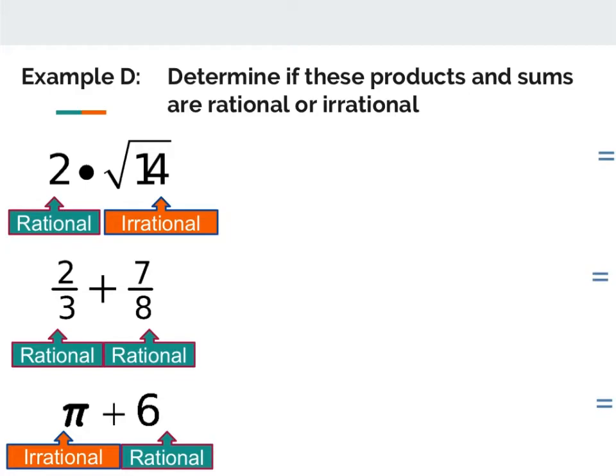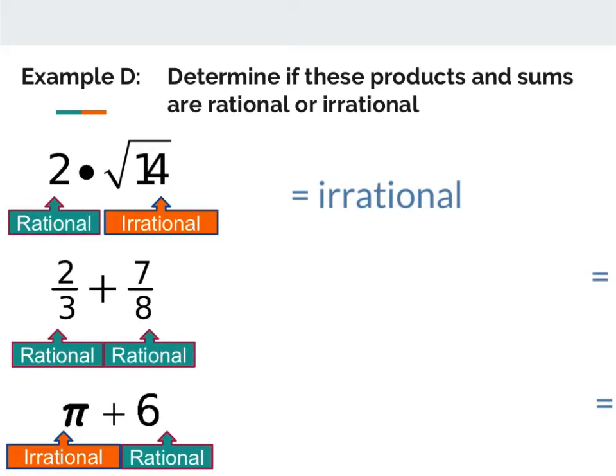So my answer would be irrational. And this is the key. Anytime that an irrational number is involved, your answer is going to be irrational. So I've got a rational number in number 1 and an irrational number in number 2, the second number there, so they are both going to give me an irrational answer.